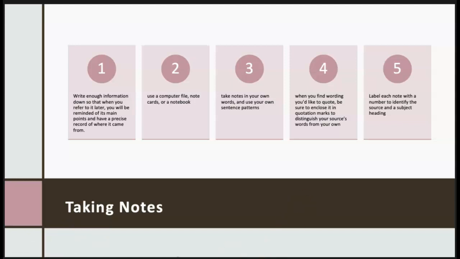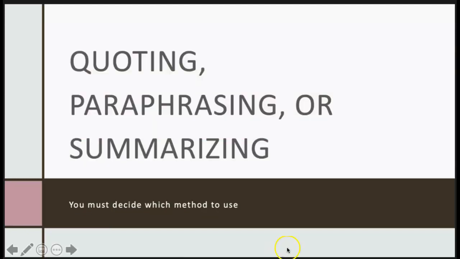So everything you can do to keep accurate records and take notes appropriately is going to help you in the long run when it comes to doing those citations in your paper. So let's talk about the distinction between quoting, paraphrasing, or summarizing. You have to decide which method you're going to use. And I'm going to tell you right now, the best thing for you to do is use a little bit of each of these.